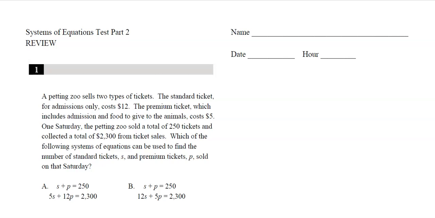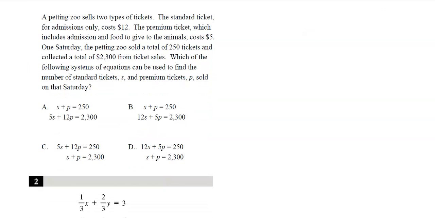So number one, it's just a word problem, and it's just a matching problem, so these ones usually don't take too long. Two types of tickets. So we have standard tickets, which cost $12. So I know I'm going to have a $12 attached with a standard. And then the premium ticket for $5. And what is that total? It said total of $2,300. So this is our money equation.